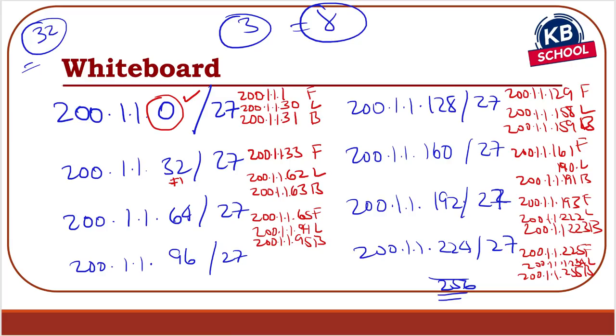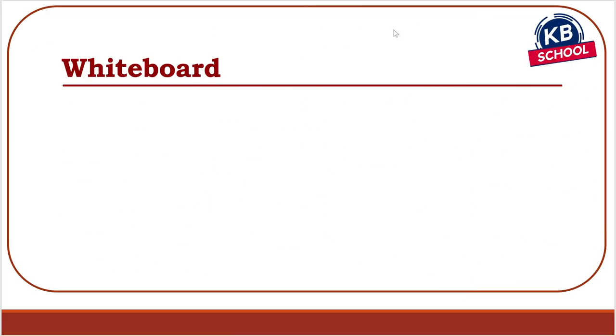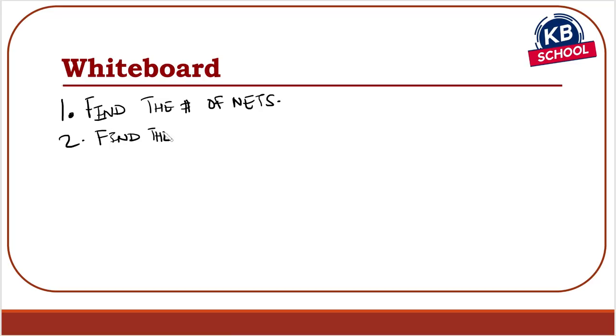All right, again, to recap, 5 steps. I'm doing it over and over again. I'm repeating it so that you guys understand that. This is one of the most important topics in this video series. Number 1, find the number of nets. Number 2, find the number of bits. And how do I do that?